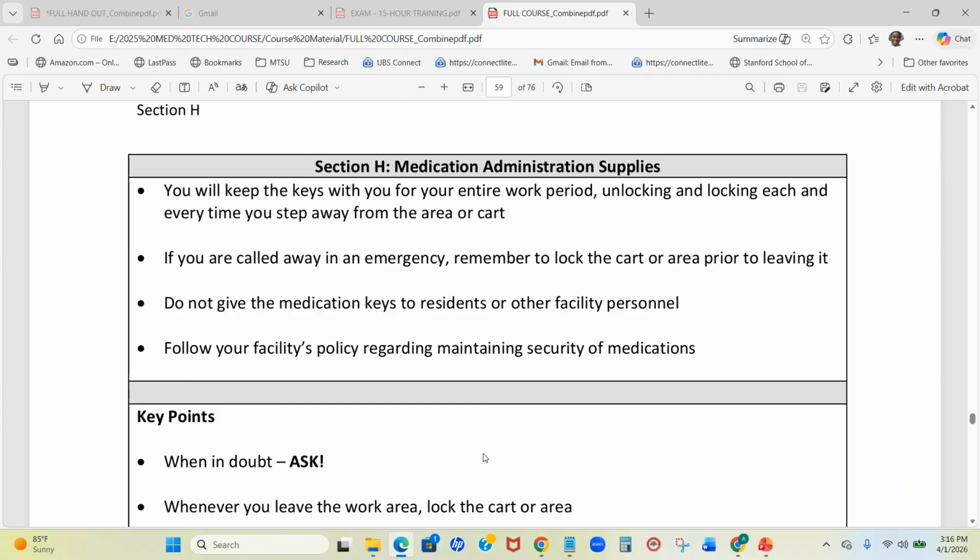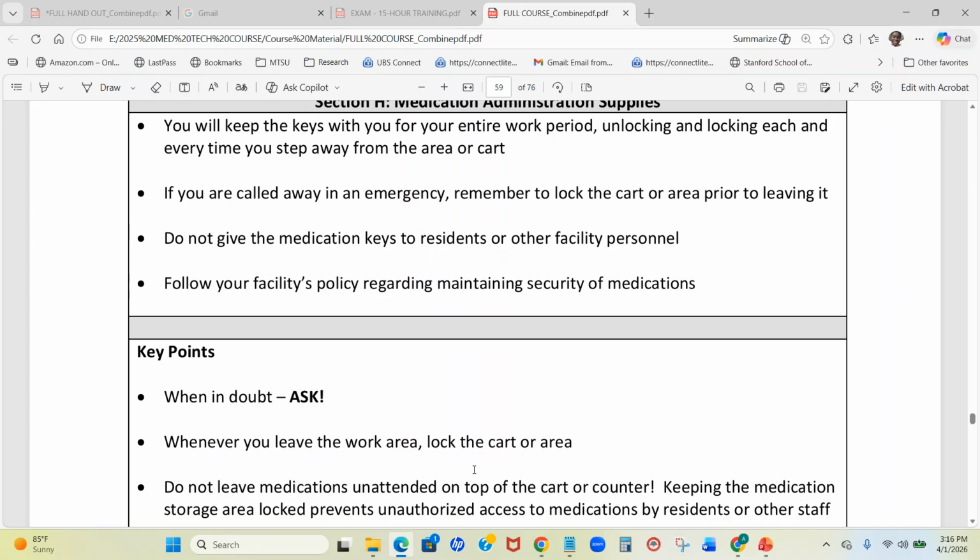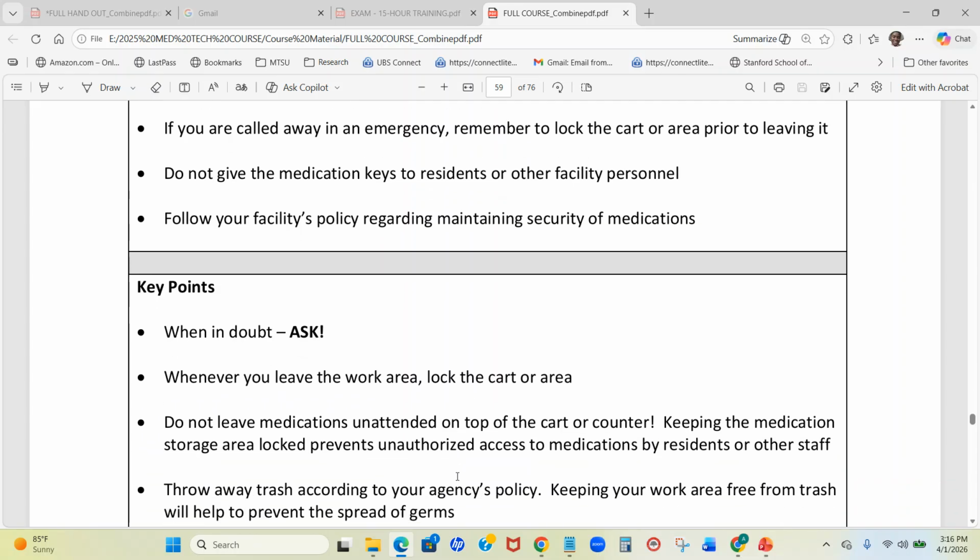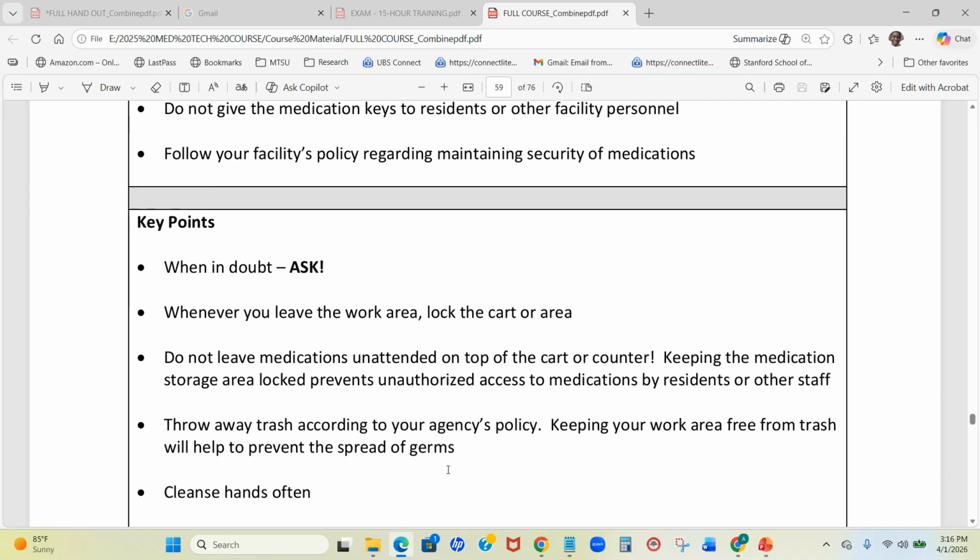You will keep the keys with you your entire work period, unlocking and locking each time you step away from that area. If you are called away in an emergency, remember to lock the cart or the area prior to leaving. Do not leave the medication keys with the resident or any personnel. It doesn't matter how much you trust that person. Please don't leave the med card with them. Follow your facility's policies regarding maintaining security of medications.